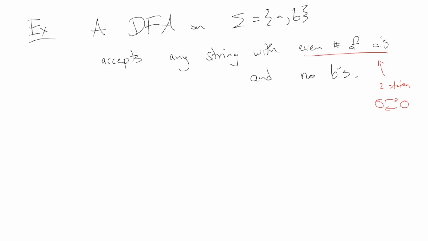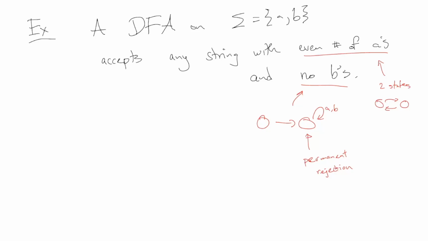And then the no B's thing, this is like what I had before. This part I think of as a permanent rejection situation. As soon as you see a B, it's going to be rejected no matter what happens after that, right? So I want some kind of combination of these two situations.